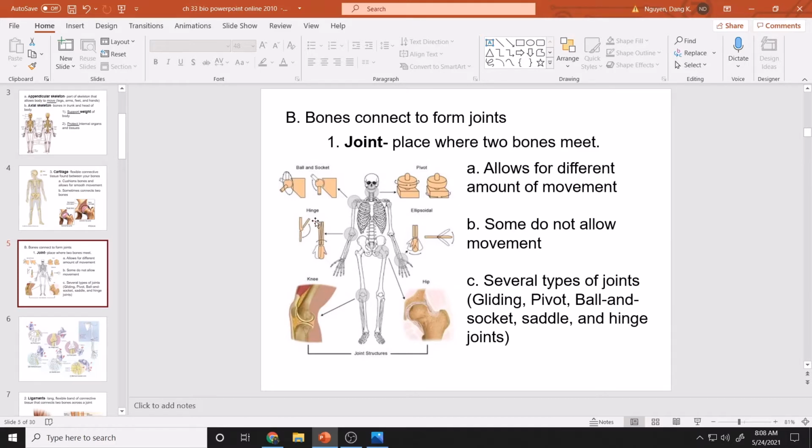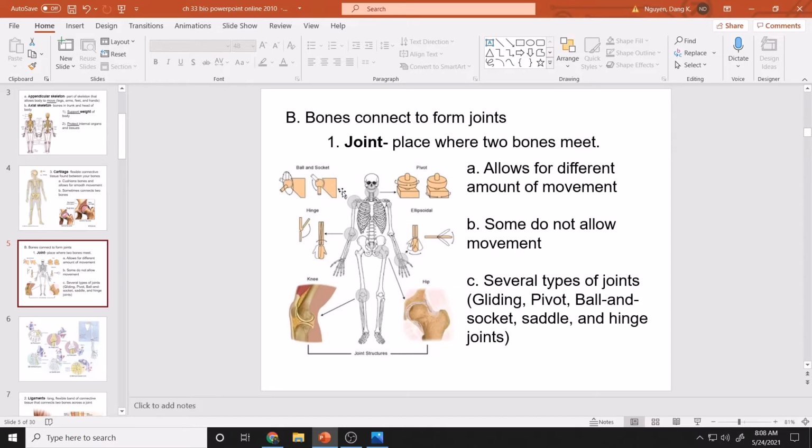You have a hinge type of joint in your elbow, so this allows you to flip around your forearm. You can rotate it that way. And then you have a pivot joint in your neck here, so this allows you to turn your head side to side.